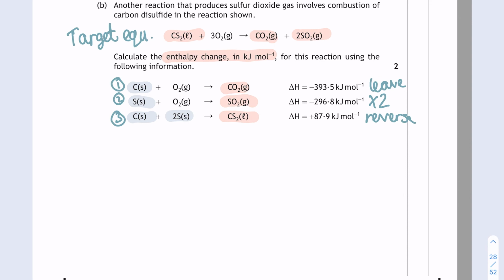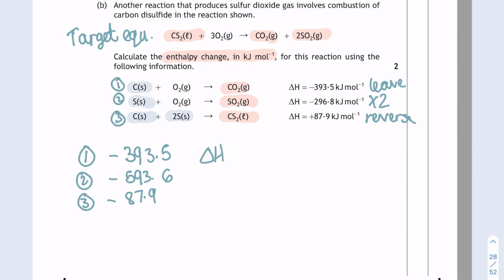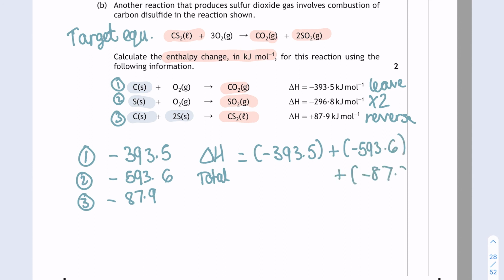So what does that mean? Equation number 1 is simply going to be minus 393.5. Equation 2 is going to be times by 2, which is minus 593.6. And then equation number 3, you reverse it, which means just change the sign, so 87.9. And then for your total, you simply add them all up. Be careful with your brackets, because you've got a lot of minuses, just so that you have them all in the right place. And then once you pop that into your calculator, you're going to get a total of 1,075 kilojoules per mole.